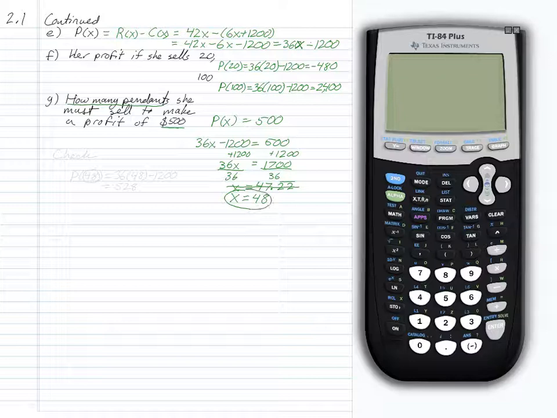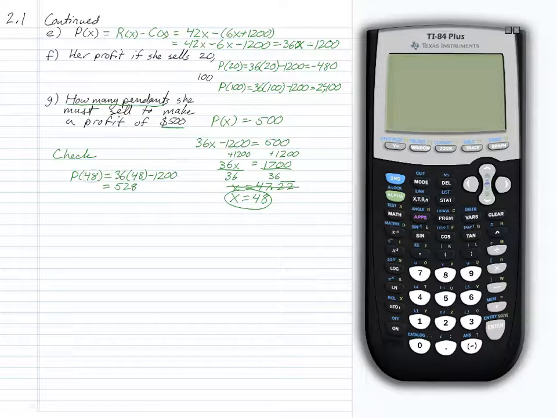Now just to make sure, I'll plug 48 units back into the profit function. So profit from selling 48 pendants. We're going to make sure this is more than 500. So that would be 36 times 48 minus 1,200. And that gives us a profit of $528.